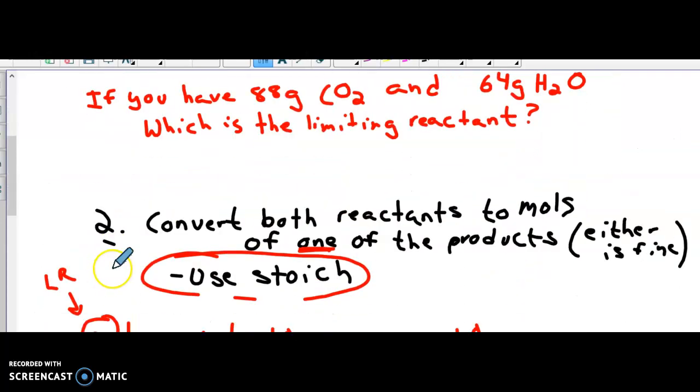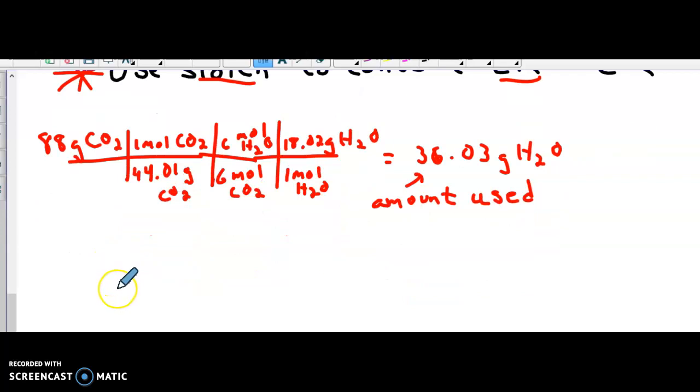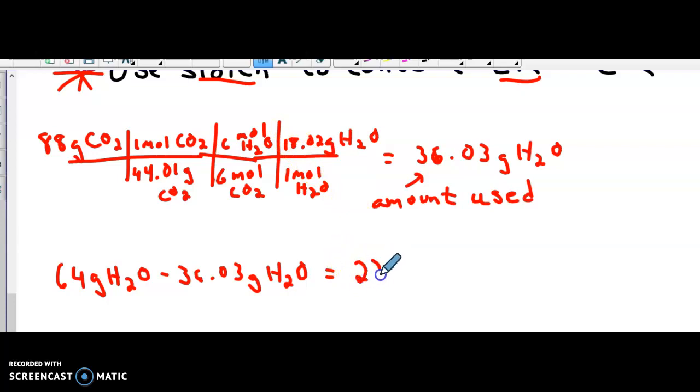We started with 64 grams of water. We used 36.03 grams of water. So that means 64 minus 36.03, 27.97 grams of water left over. Sometimes this is said to be in excess. Okay, so that's probably fine if it's water, because water's cheap. I don't have to worry about that.